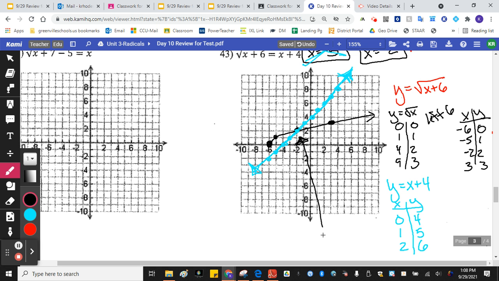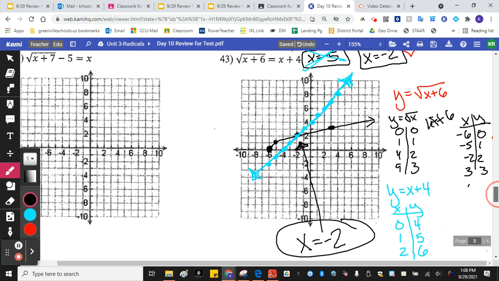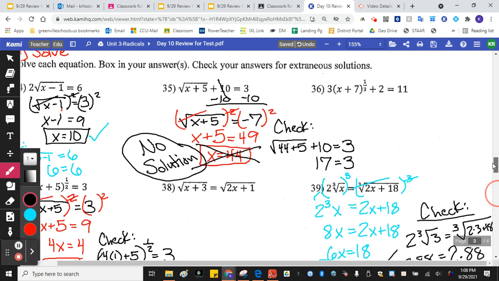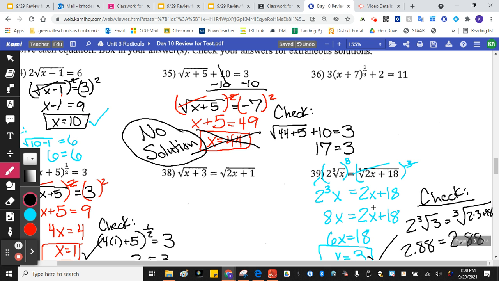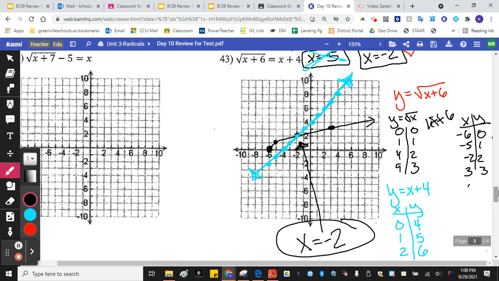It intersects at x equals -2, so that would be your solution, which is what we found up here too. X equals -2. So the x value where they intersect is the answer to your equation. That also works for all of these. So if you want to check your answers to see where they intersect, you could. Do you want to do that for one of these? Or just keep going? But if you graph the left side of any equation and the right side of any equation, where they intersect is always your answer.